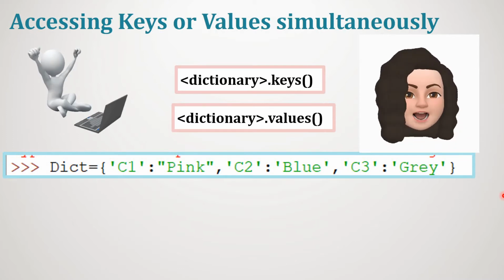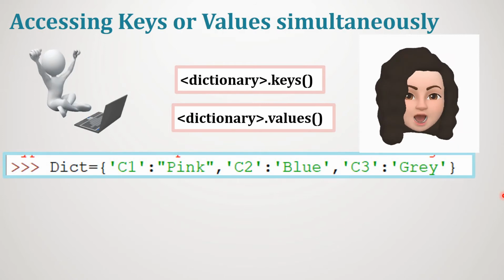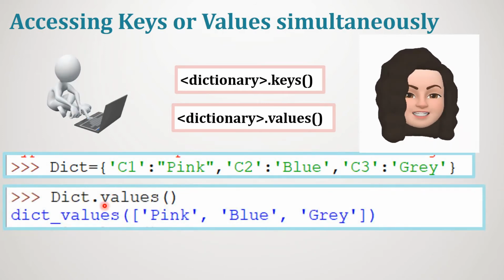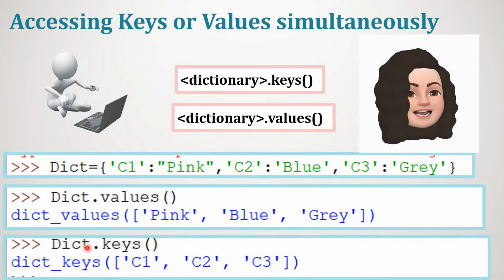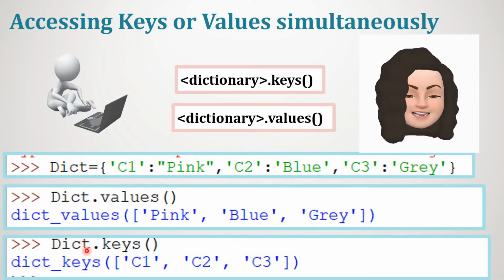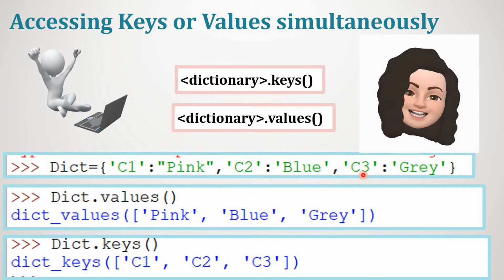Now I want to access the entire values of this dictionary. So first specify the name of the dictionary, which is dict dot values. It will give you all the values of the dictionary in a list. You can see dict values: pink, blue, grey. It is enclosed in a list. Similarly, if you want to access the entire keys of the dictionary, you have to specify the name of the dictionary. Dict dot keys will give you all the keys of the dictionary in a list.